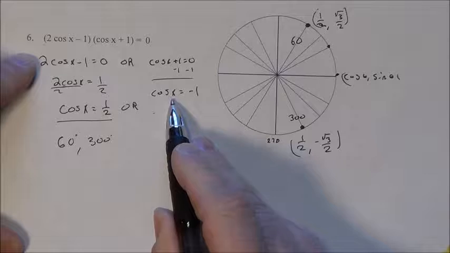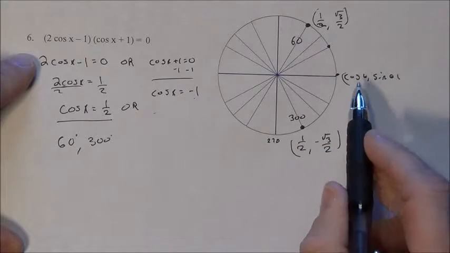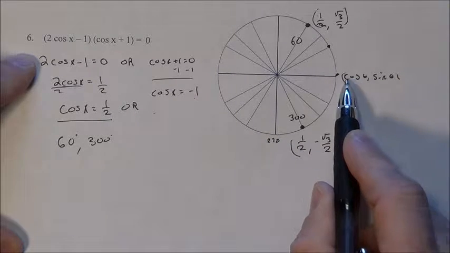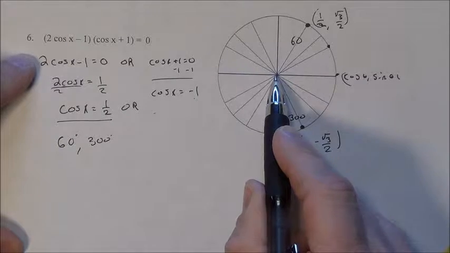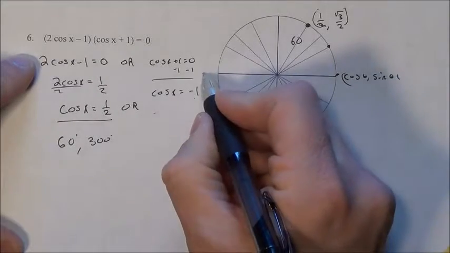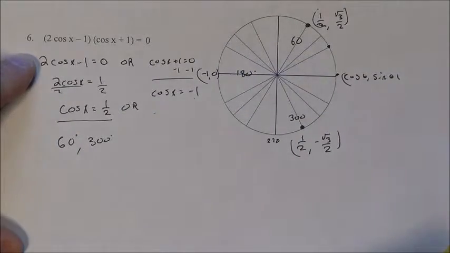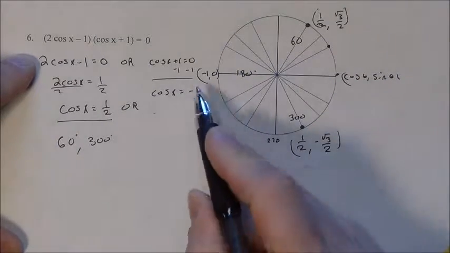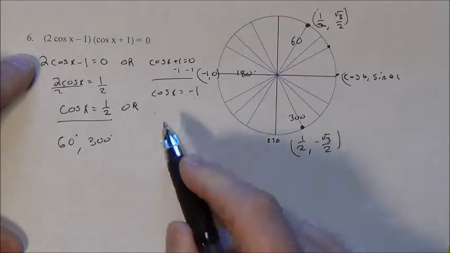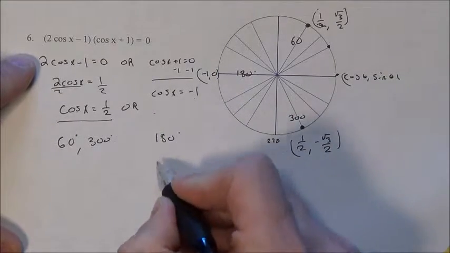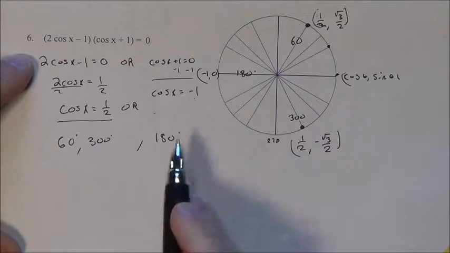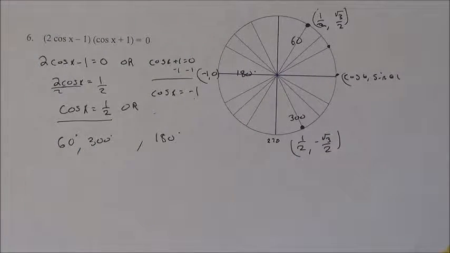Now we need to figure out, when does the cosine of x equal negative 1? When do we have this value being negative 1? Well, here's the origin, it's when we come over here. Here's the ordered pair, negative 1, 0. That's the only time the cosine of x is negative 1, right here at this spot. So the other part is 180. So we have 60, 180, and 300 as our possible solutions to make this equation true.